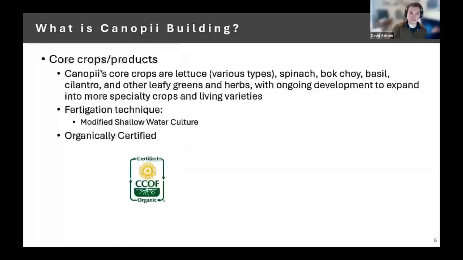Right now, our core crops are leafy greens and herbs. We trialed everything from spinach, bok choy, basil, cilantro, and gailon. We're using a modified shallow water culture. We're not using NFT culture. We're essentially filling beds up.